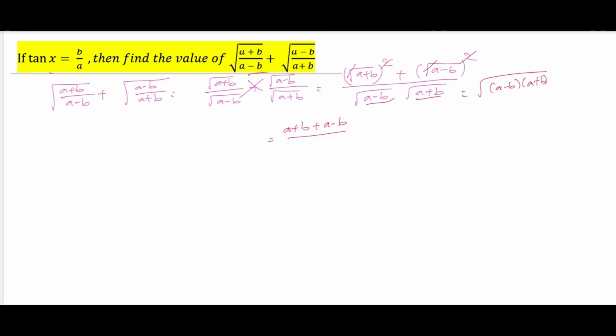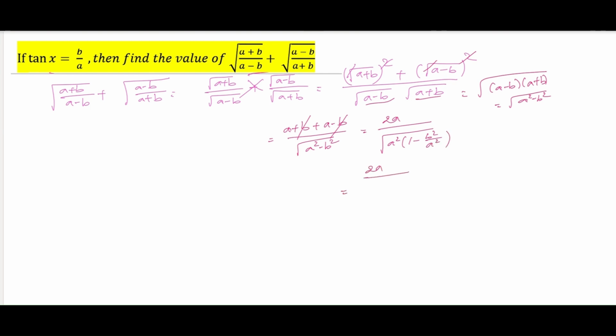So a minus b into a plus b is a square minus b square. We'll write it down here. Root a square minus b square. Now from numerator, plus b and minus b cancel out. We'll have 2a in the numerator. Tan x is b by a. So we'll take a square out. Then this becomes a square into 1 minus b square upon a square.